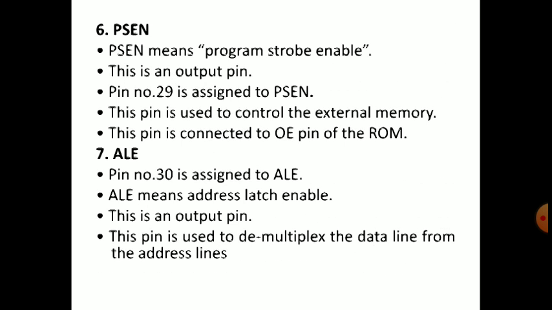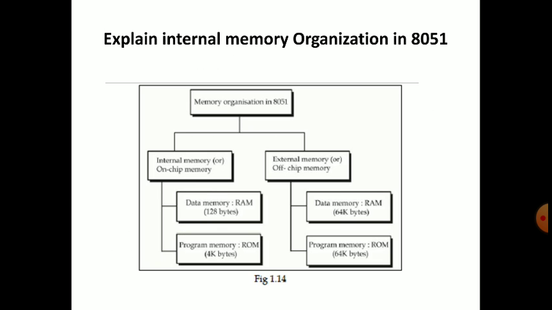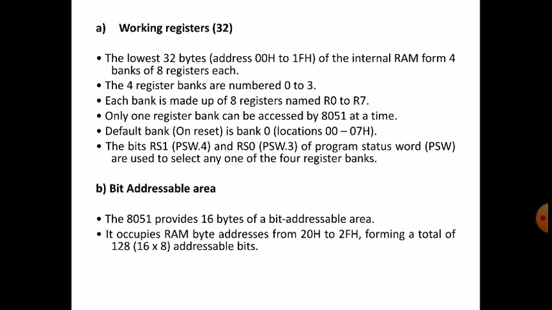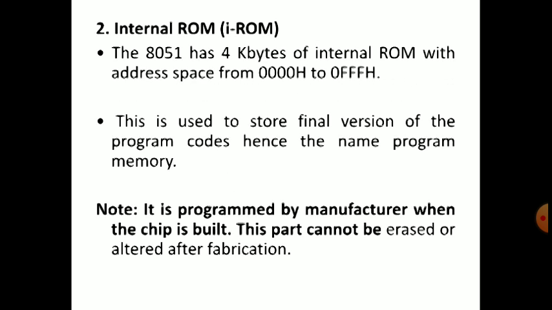And next we have moved on to memory organization. That is today's topic: internal memory, that is RAM of 128 bytes, and how it is divided into 3 groups: register banks, bit addressable area, followed by the general purpose area. Again, program memory of 4 kilobytes.